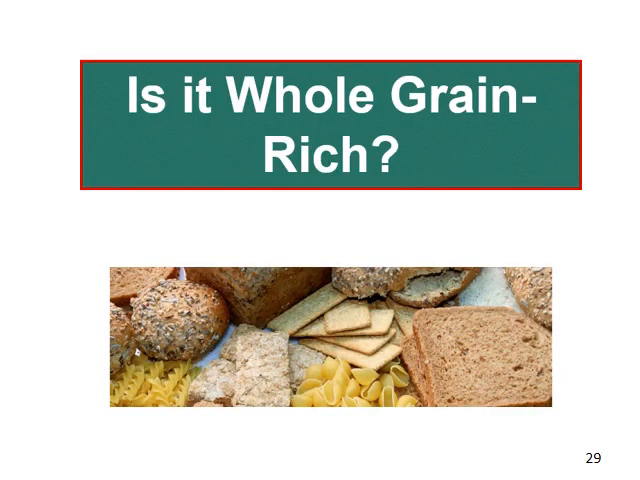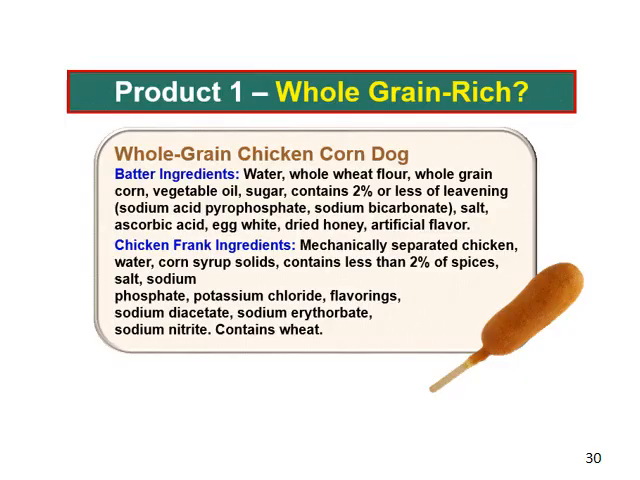Now let's evaluate some products to see whether they meet the whole grain rich requirements for school meals. You'll be shown a slide with a product and its ingredient list. Based on the information in that ingredient list, determine if that product is whole grain rich. Does the whole grain chicken corn dog meet the whole grain rich definition?